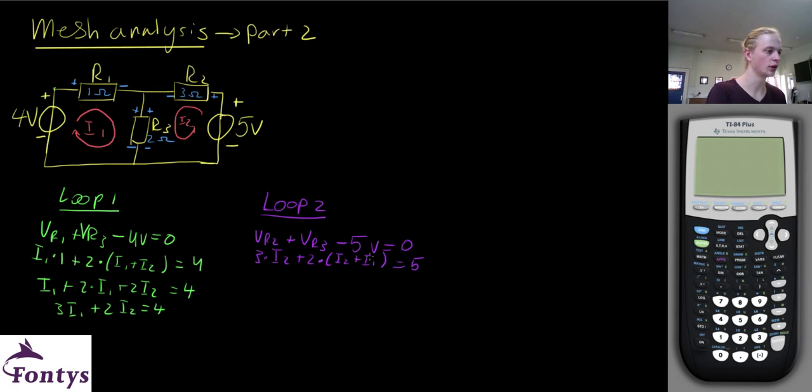Okay, now we're going to get rid of the brackets again, so you get 3 times I2 plus 2 times I2 plus 2 times I1 equals 5. Now we want to put it in the same order as the one on the left, so we start with I1. We've got 2 of them. So 2 times I1 plus 3 plus 2, which is 5 times I2, equals 5.